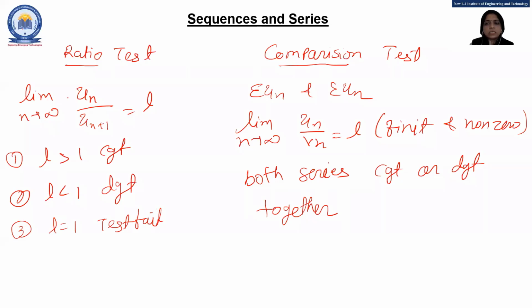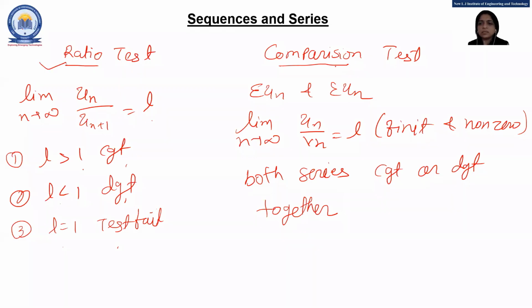See, what is the statement of the ratio test? If we have a positive term series un, then limit n tends to infinity un upon un plus 1 is equal to L. If L is greater than 1, the series is convergent. If L is less than 1, the series is divergent. And for L equal to 1, the test fails. This statement is known as the ratio test.